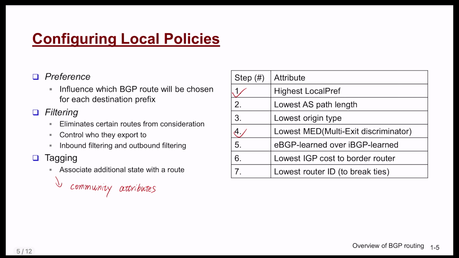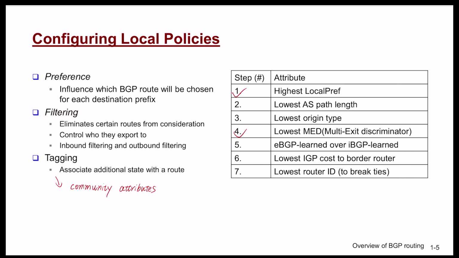As the presentation focuses on BGP policies, let's zoom in to the configuration of local policies. Preference. Preference influences which BGP route will be chosen for each destination prefix. Changing preference is done by adding, deleting, modifying route attributes in the BGP advertisement. Local preference and MED are 2 of the most used attributes.